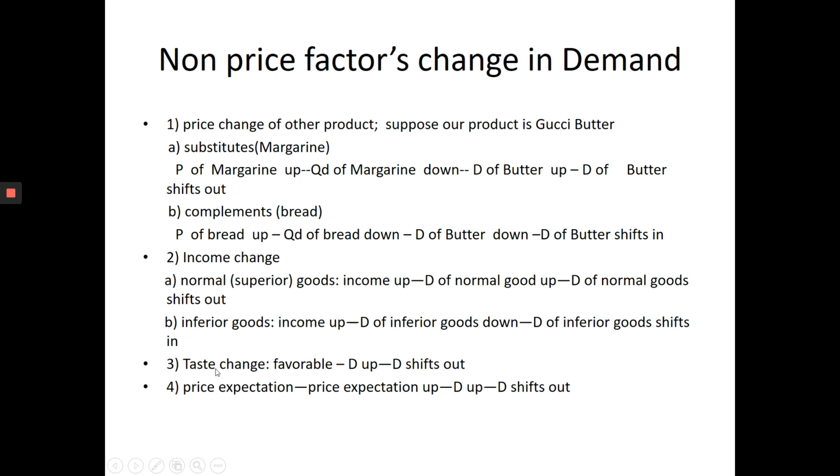The other one, taste change. When a product becomes popular, demand goes up, so the entire demand schedule shifts out. Price expectation: you expect the product price will go up soon, then you have to buy now before the price becomes high. So current demand will go up, so the entire demand schedule shifts out.